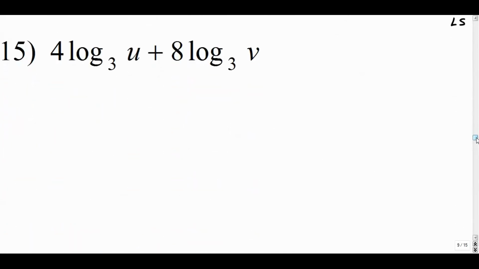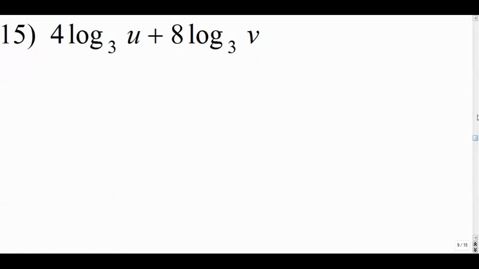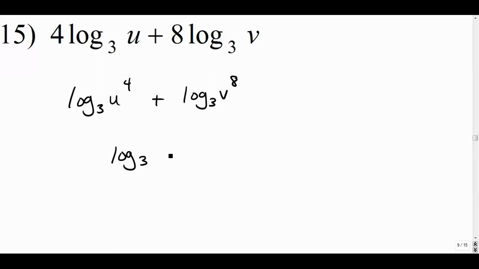Last one. The 4 goes up as an exponent. The 8 goes up as an exponent. They have the same base. They're added, so we can condense them and multiply them together. And that's all you can do for that one.